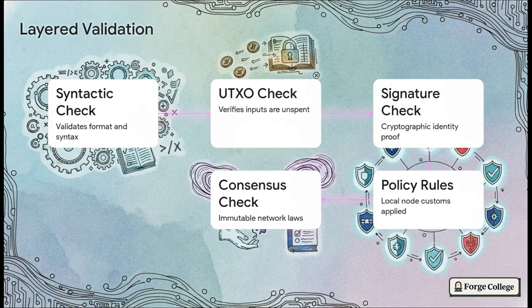Fail at literally any single one of these desks and boom, they are immediately rejected. There are no appeals, you can't ask to speak to a manager. This layered approach is actually brilliant because it systematically filters out spam, weird errors, and malicious attackers as early as possible, which saves the node a ton of processing power.